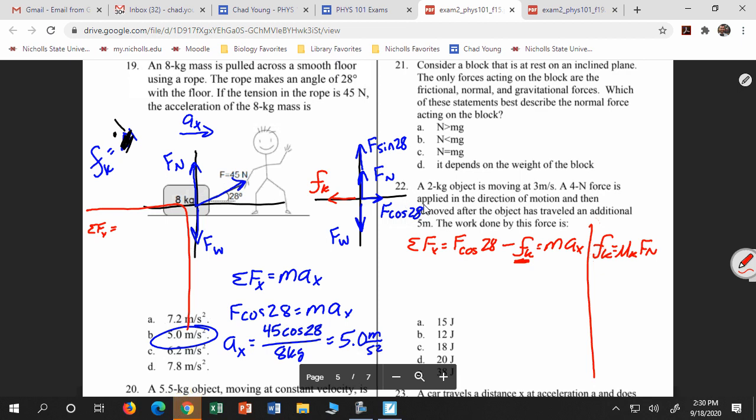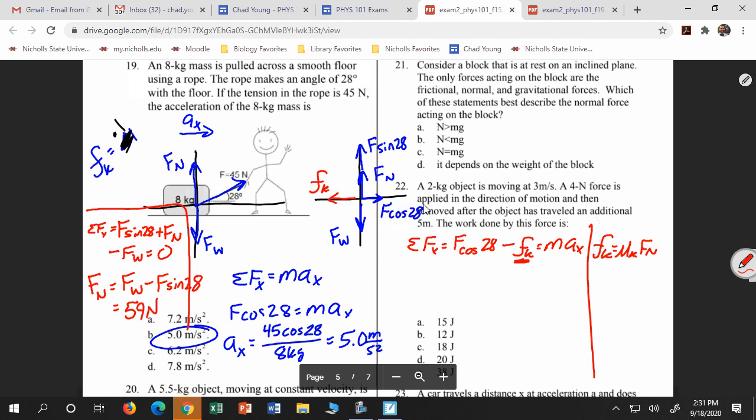Okay. Sum of the forces in the y direction, I have F sine 28 plus Fn minus Fw, that's equal to 0. And then I solve that for Fn, which is going to be the weight minus F sine 28, which is going to be 80 minus, what was the force? 45 sine 28. So I get 59 newtons. So my normal force isn't the weight, which would be 80 newtons. My normal force is something less.